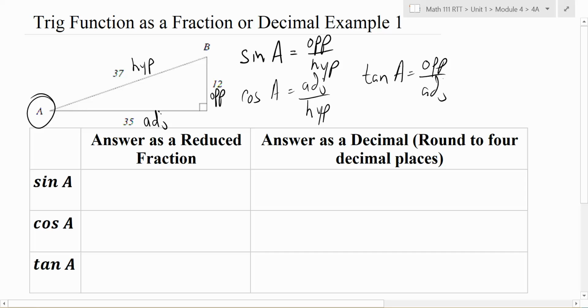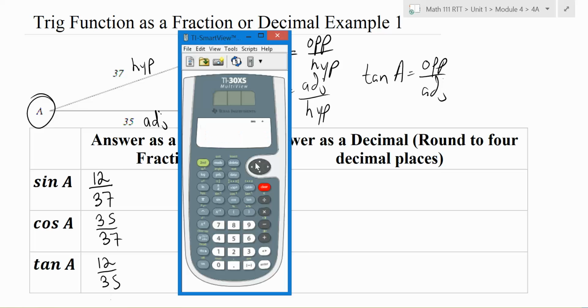Once we have that, now we can fill in the fraction answers fairly quickly. That the sine of A is going to be the opposite, which is 12, divided by the hypotenuse, which is 37. In a minute, we'll go ahead and use the calculator to figure out the decimal approximation, whether this can be reduced as a fraction or not. The cosine was the adjacent divided by the hypotenuse. So the adjacent was 35 and the hypotenuse was 37. And for the tangent, the opposite was 12 and the adjacent was 35.